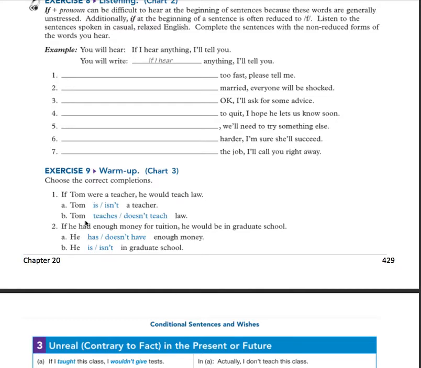Number 2, if he had enough money for tuition, he would be in graduate school. Look at the if clause verb. Had, simple past. Look at the result clause. Would and the simple form of the verb. So this is unreal in the present future. He doesn't have enough money. He isn't in graduate school. Okay?